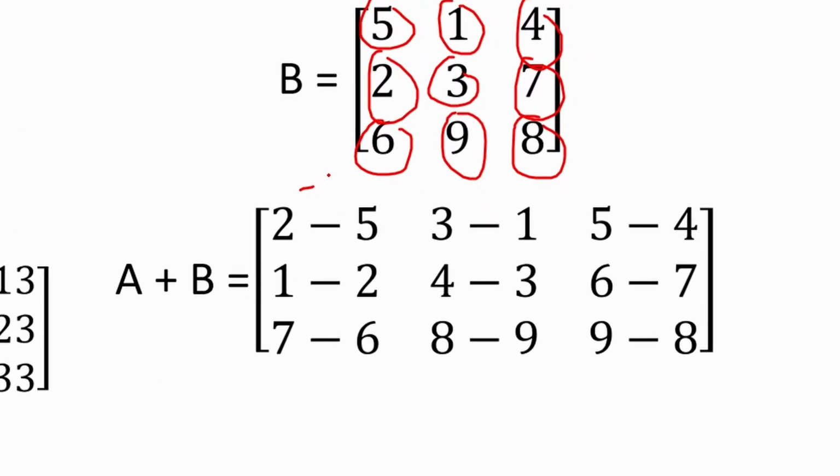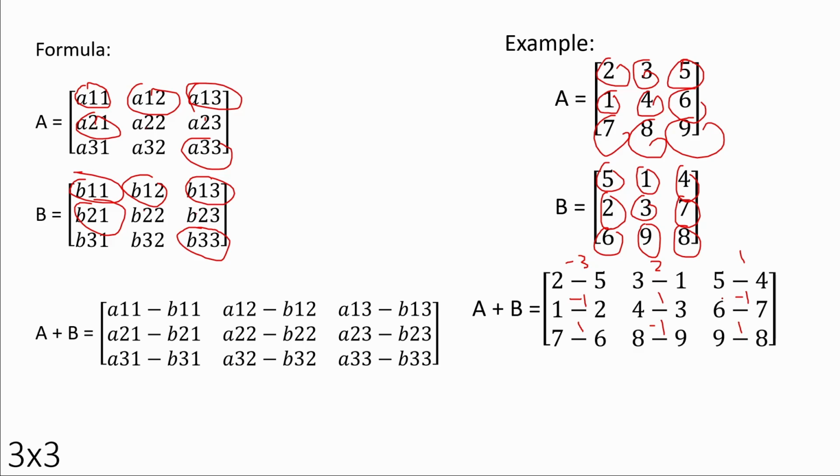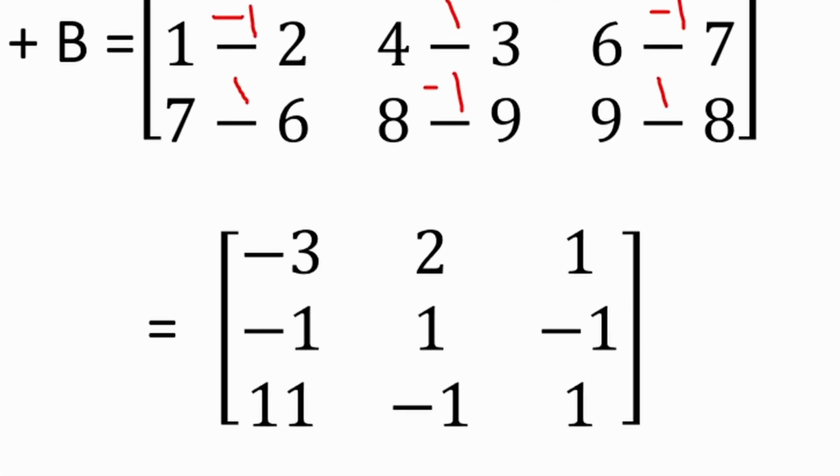2 minus 5 is minus 3. 3 minus 1 is 2. 5 minus 4 is 1. 1 minus 2 is minus 1, 4 minus 3 is 1, 6 minus 7 is minus 1 as well, 7 minus 6 is 1, 8 minus 9 is minus 1, 9 minus 8 is 1. That's the answer to this question.